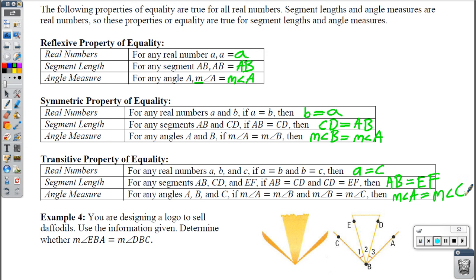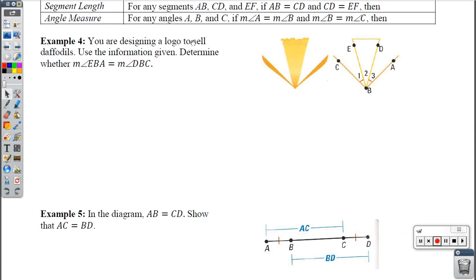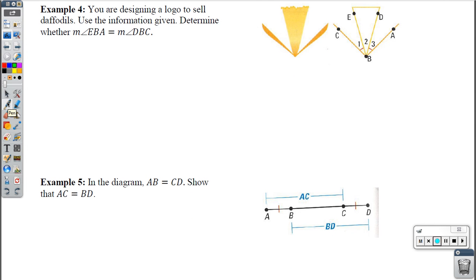All right, let's use some of these. Example 4. You are designing a logo to sell daffodils. Use the information given. Determine whether the measure of angle EBA is equal to the measure of angle DBC. Okay, so we've got this picture, and then we've translated this into geometric language where we've got points and angles labeled on it. All right, so we know that the measures of angles 1 and 2 there are equal because they are marked congruent. So there's this little red marking right here and right here. So that tells us that those two measures are equal to each other.